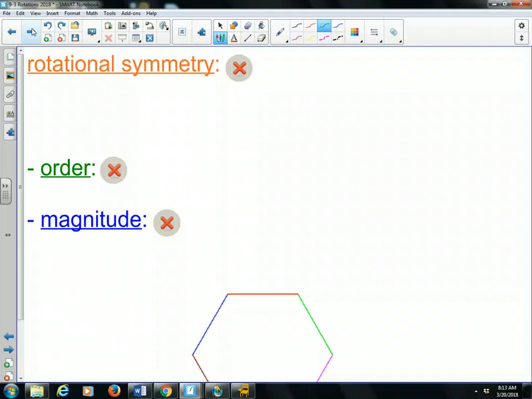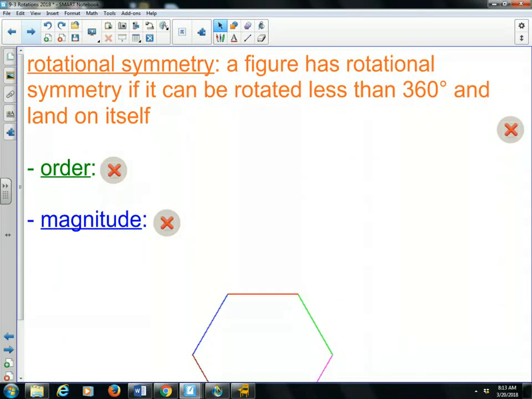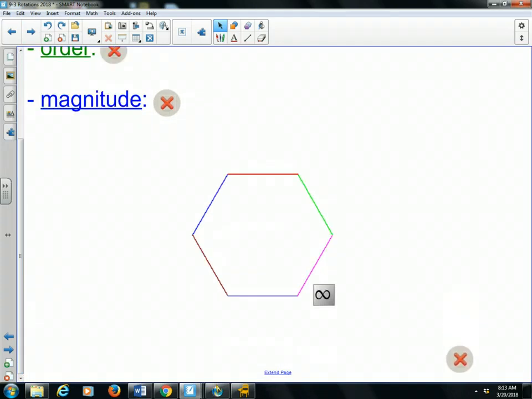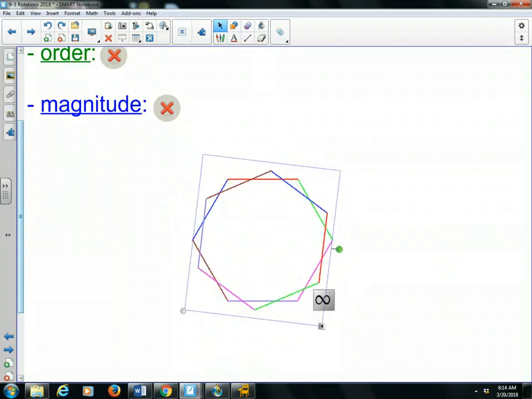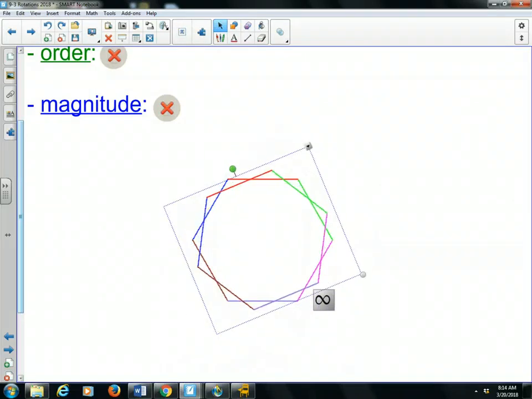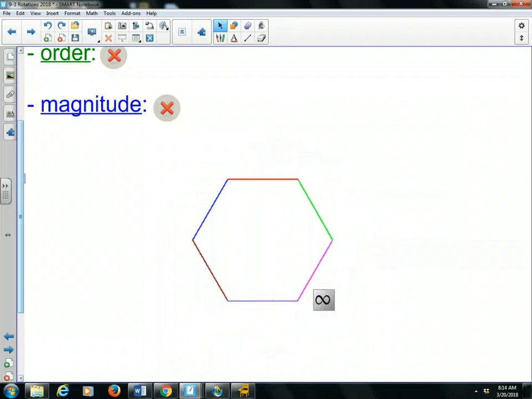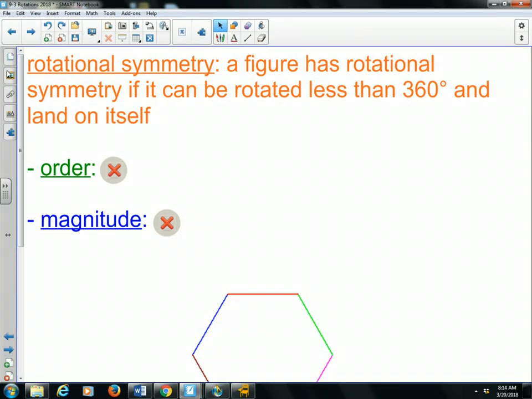So we're going to get on to rotational symmetry. Here's what rotational symmetry is. A figure has rotational symmetry if it can be rotated less than 360 degrees and land on top of itself. If we could rotate a figure such as this regular hexagon right here, it would land on top of itself. Just watch as I do this. Right now I could rotate it right here, and it lands on top of itself. And I could rotate it right here, and it would land on top of itself. So this has rotational symmetry. It can be rotated less than a full circle. 360 degrees is a circle. It can be rotated less than that and have the figure land on top of itself.